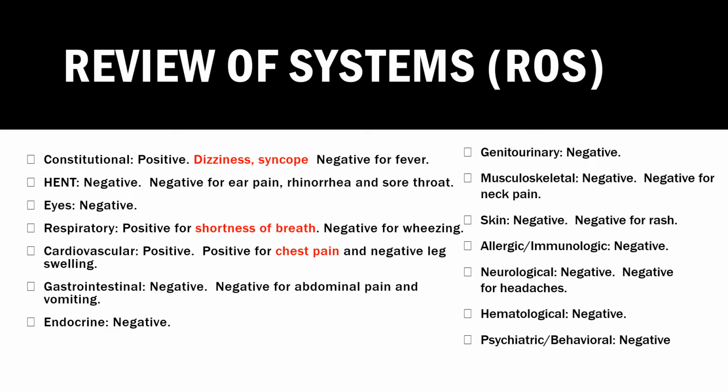During this physical exam of Dr. Weber, we ask him what complaints he's been having within the past few months. We do this by using the 10-point review of systems. As you can see on the screen, it's broken up by each human body system. Dr. Weber says that his only complaints he's had the past few months are dizziness, syncope, shortness of breath, and chest pain.